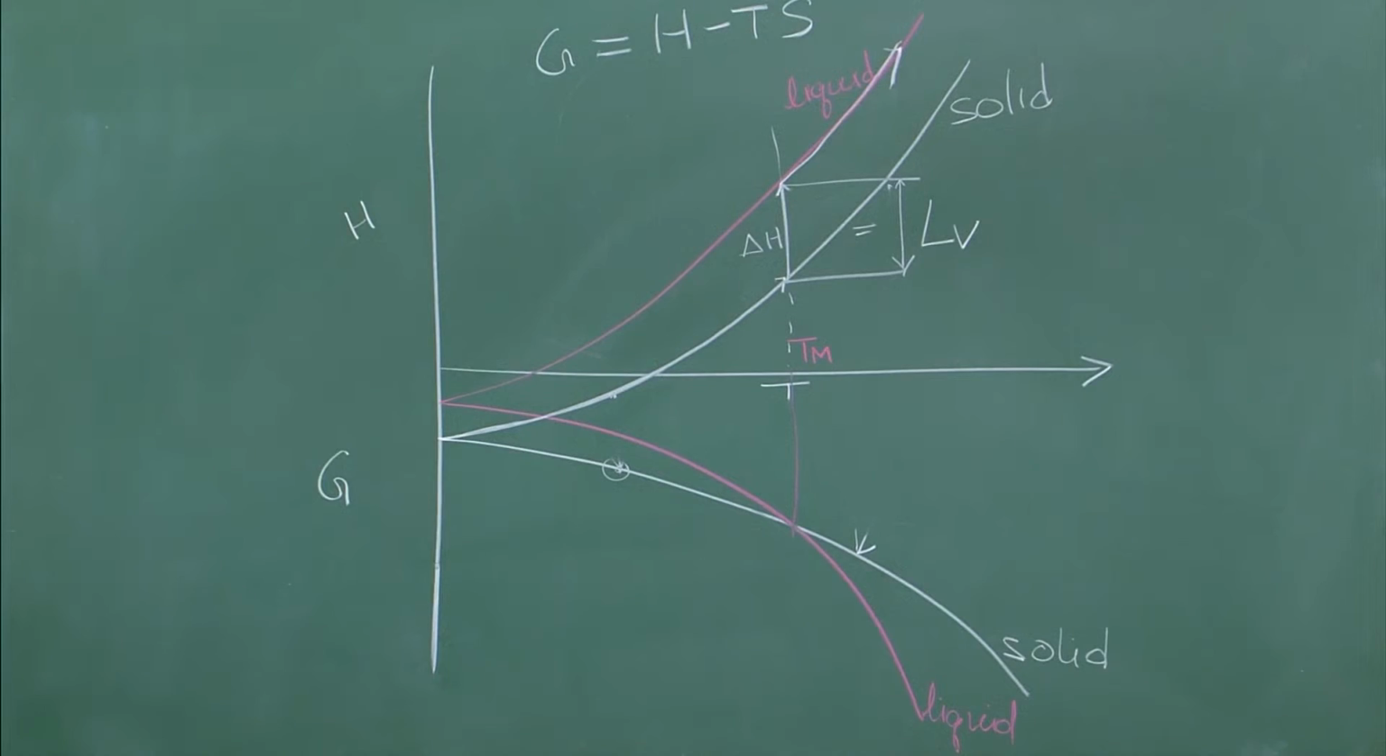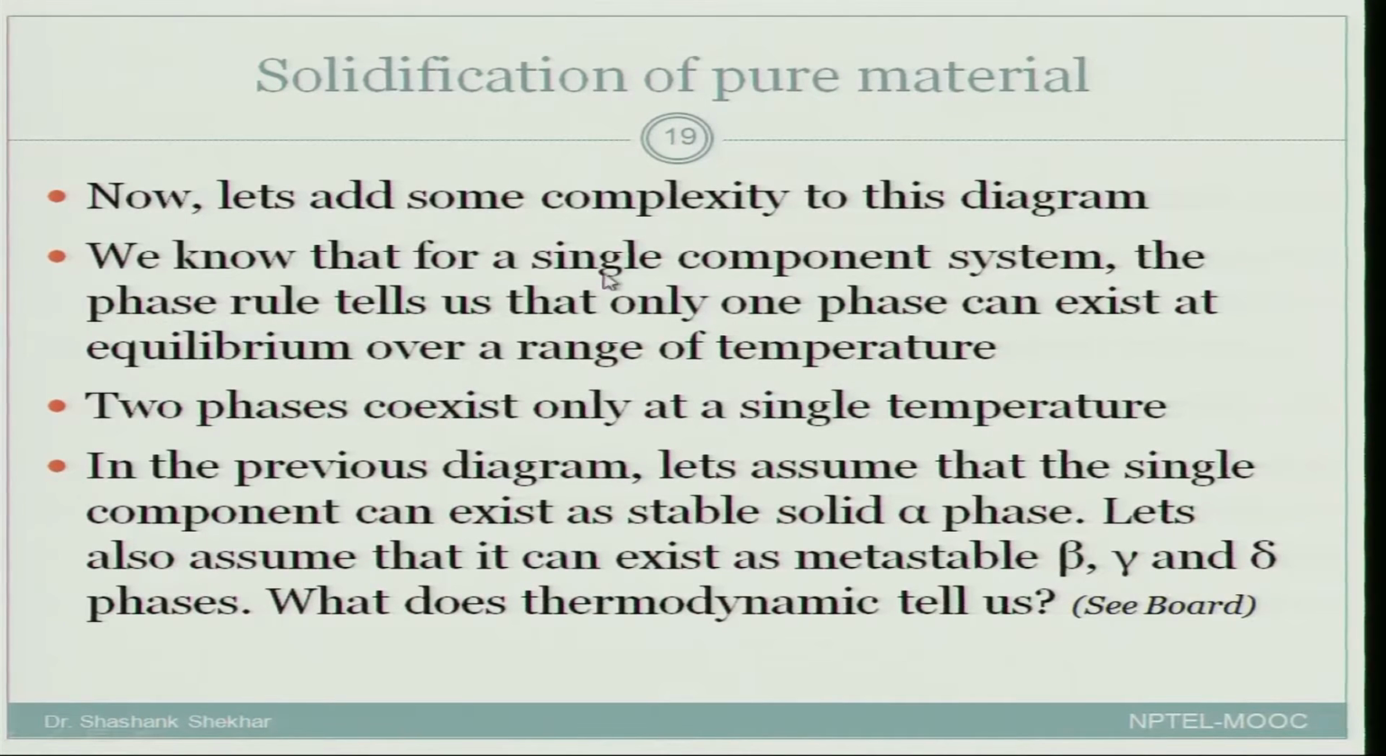Now, let us add some complexity to be able to understand what will happen in a little bit more complex condition. So, what is the complexity that we will add? Now, we know that when we have a single component, which is the case, we will still continue with that, the phase rule tells us that only one phase can exist at equilibrium over a range of temperature. However, two phases can coexist at a single temperature. Now, in the previous diagram, let us add that the single component can exist as a stable solid alpha phase, and along with that there will be some metastable phases beta, gamma and delta.